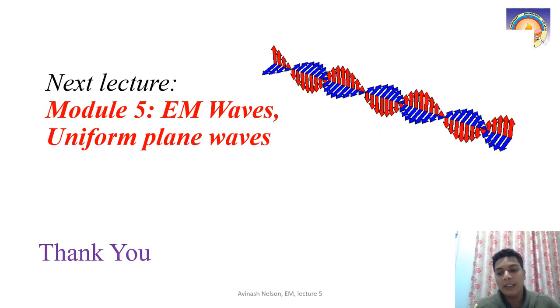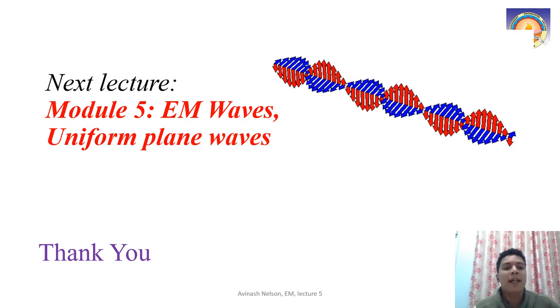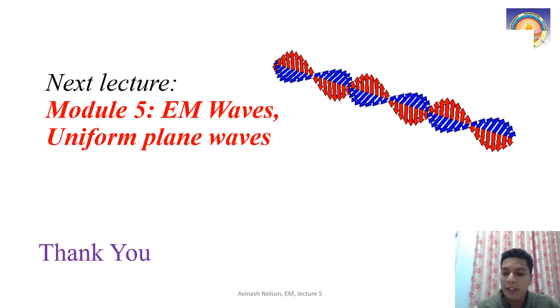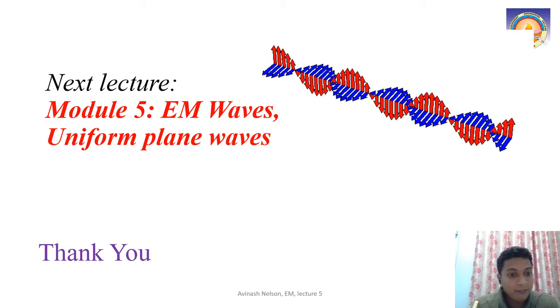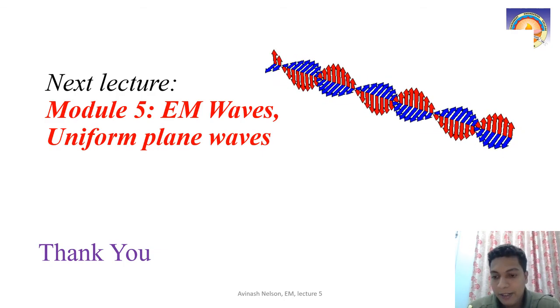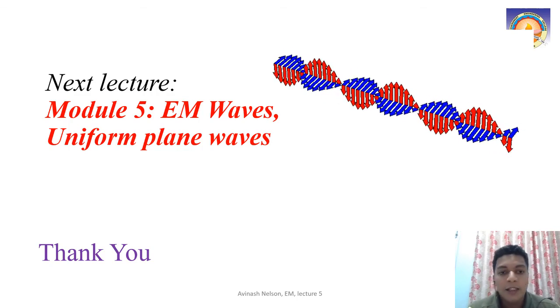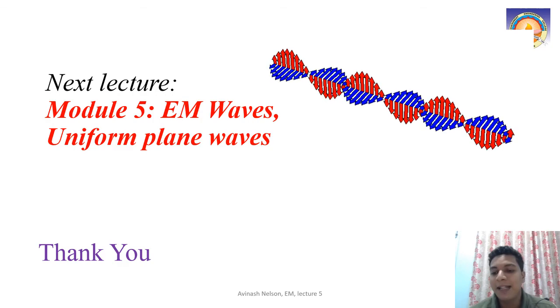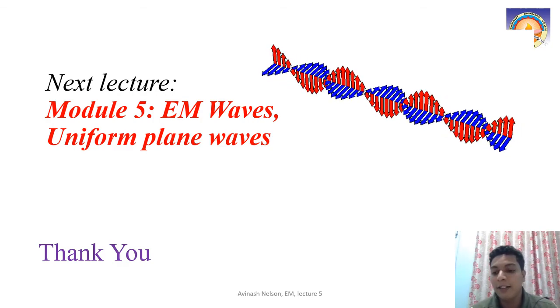In the next lecture, we will get into what is meant by electromagnetic field, uniform plane waves, and try to get into the Poynting vector as well. Okay, with that, I hope in 1 or 2 lectures we will complete the 5th module, comprising the basics of electromagnetic waves and uniform plane waves.